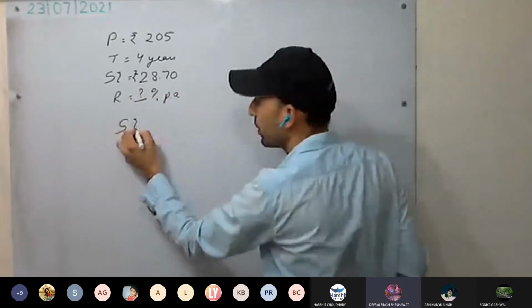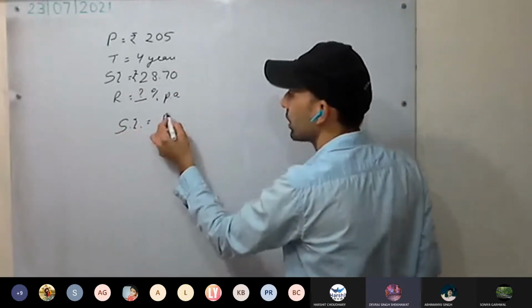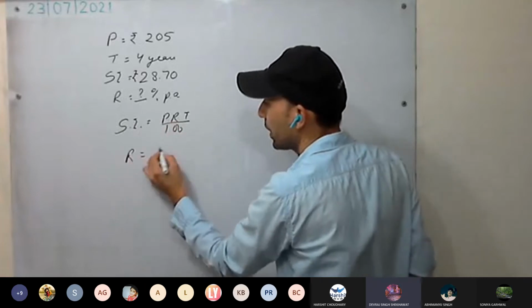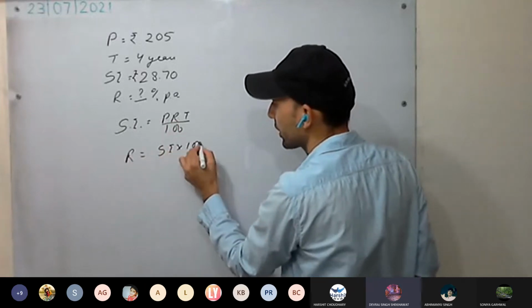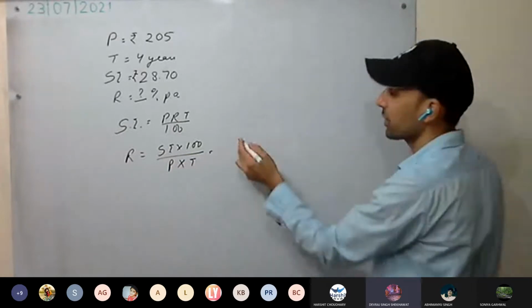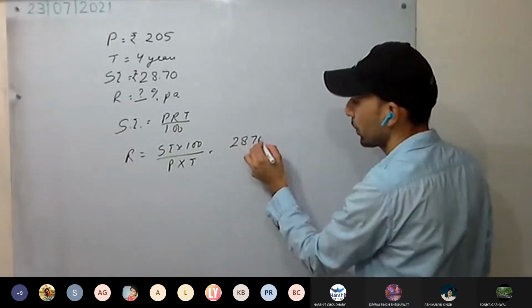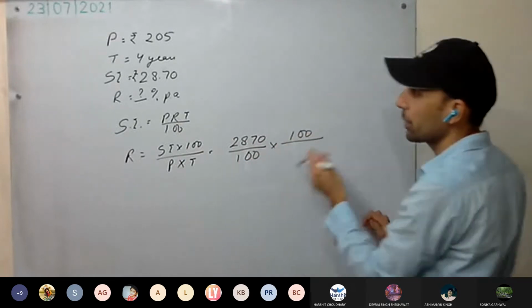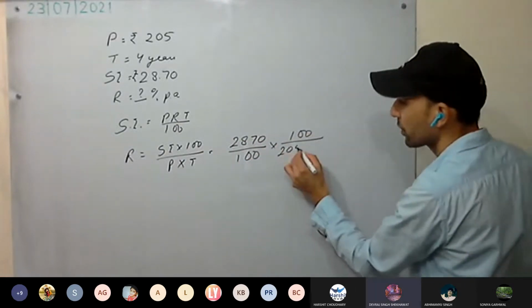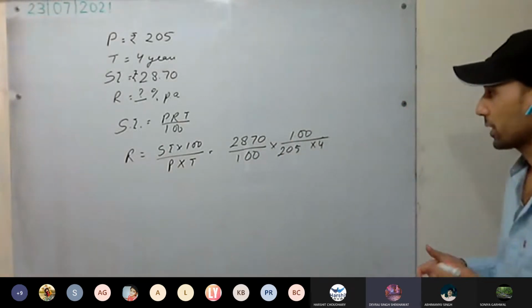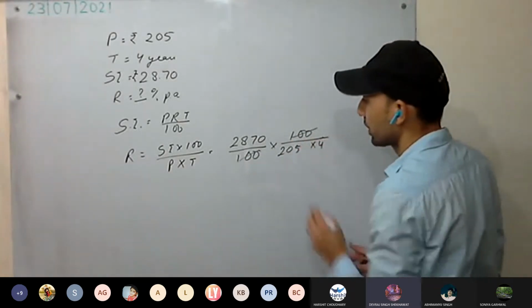So how to calculate? Again, simple formula. PRT upon 100. Rate we have to calculate. R will be how much? Simple interest into 100 upon P into T. Calculate it. 28.70, we can write it like this, into 100. Principal is how much? 205. Time is how much? 4 years. Okay, calculate it.